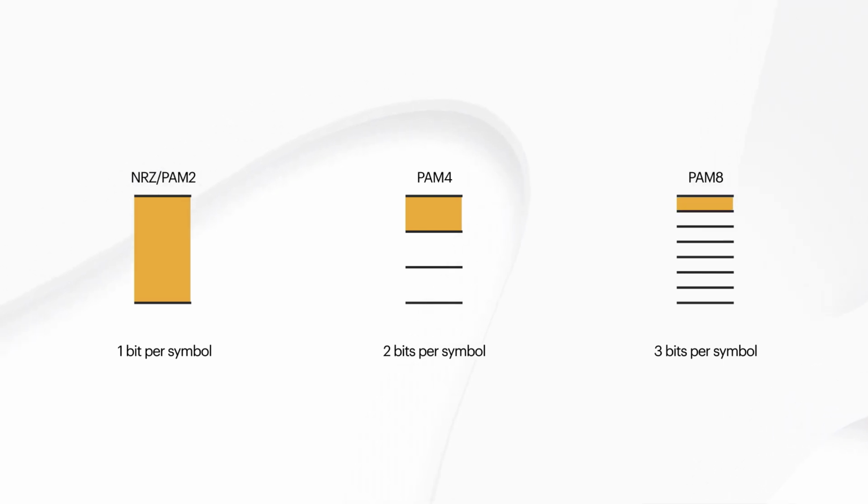But there's a limit, right? As we go to double the number of levels from NRZ or PAM2 to PAM4, we go from 1 bit per symbol to 2 bits per symbol, which is great. But if you go to PAM8, now you have 8 levels, but you only get 1 more bit, right? You quickly run out of signal to noise ratio, as you try to use more and more levels of PAM in order to get more bits.